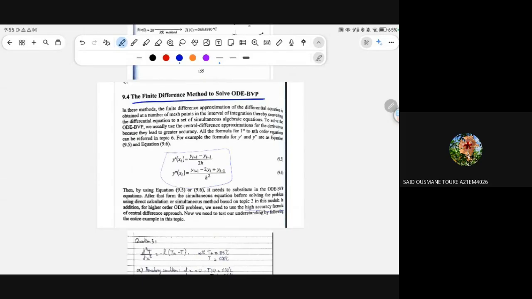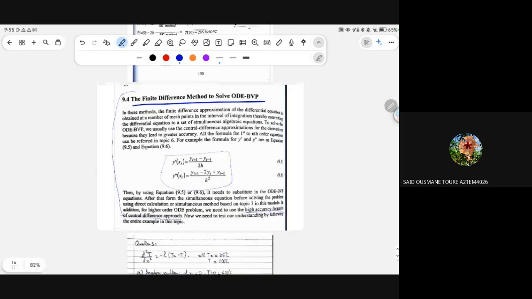You can view it, but it says that for this one it uses the high accuracy formula, which is the central difference approach. So this one stems from the central difference approach. Be mindful of that. So if they ask you central difference approach, or use the central difference approach, don't get confused. It's the same. Finite difference method comes from that. That's the essence of it. What does it say?